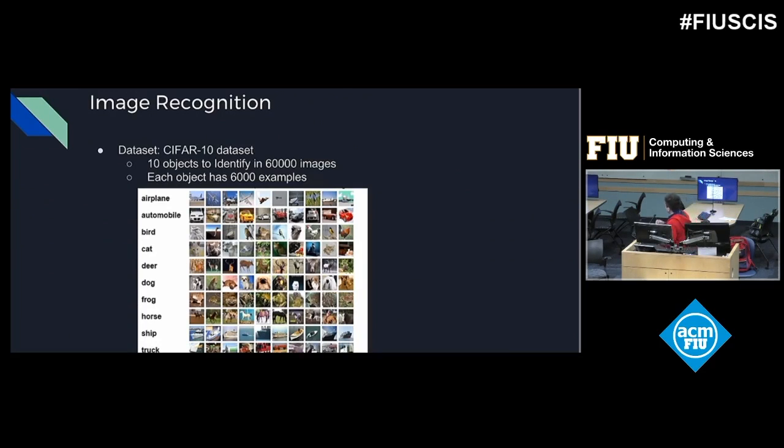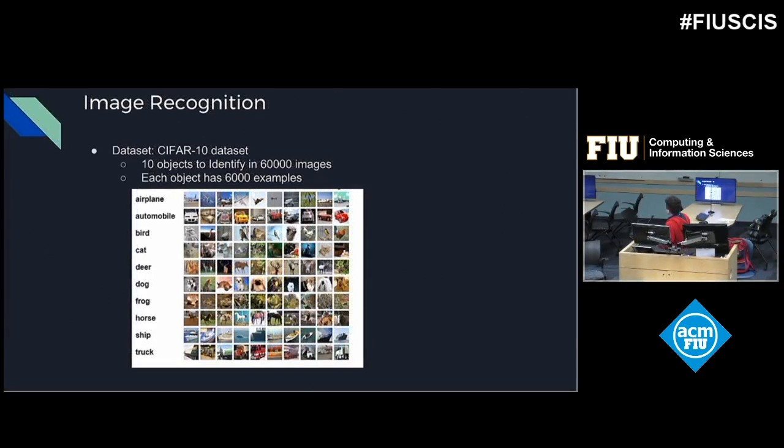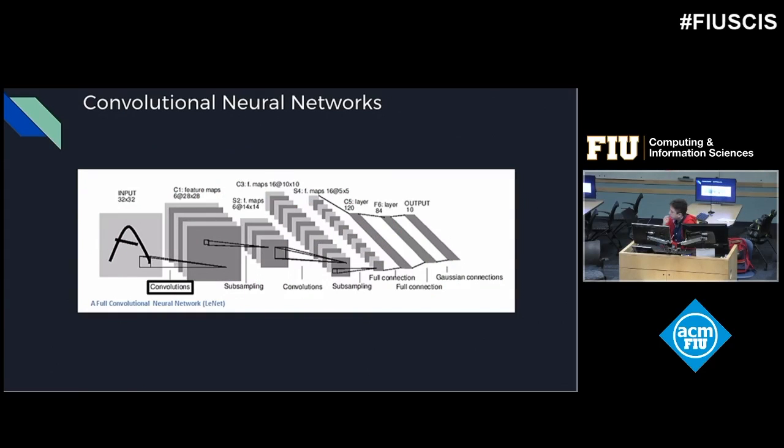This is the data set that we're going to be using. It's called CIFAR. It was made by the same people who made AlexNet. It's 10 objects in 60,000 images, and each object has 6,000 examples. This is called LeNet. This is the neural network that was built in the 90s that was never successful because it took too long to run.